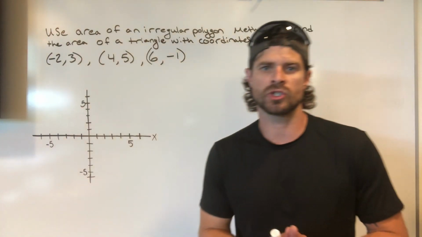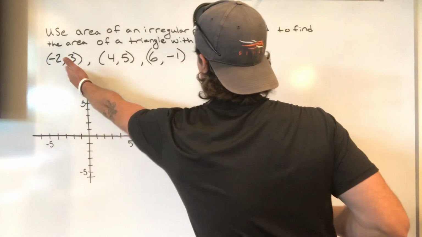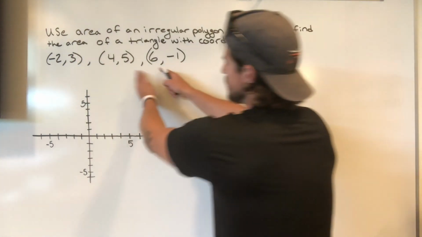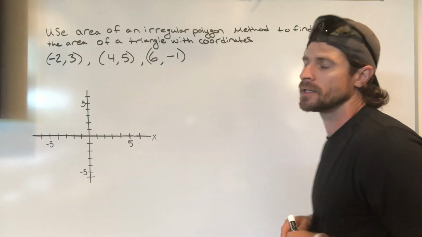All right, in this video, I'm going to show you guys how to find the area of an irregular polygon. In this case, it's going to be a triangle, 1, 2, 3 sides. So we're going to plot these coordinates on this graph, and then I'll show you the steps you need to take to find the area of that shape.